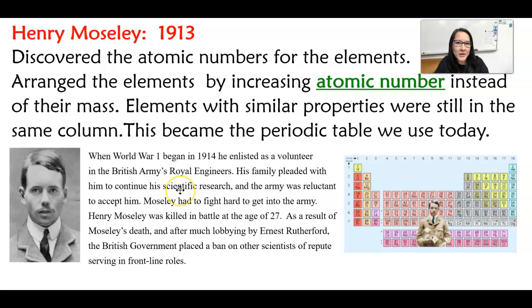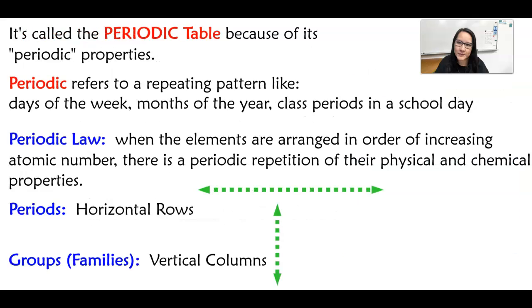So a little side bit about Henry Moseley. He wanted to join the British Army in World War I, but his family and the government pleaded for him not to. He fought really hard in order to fight in the Army and then died on the front lines at age 27. So after his death, with the help of Ernest Rutherford, the British government banned any scientist of great repute from serving on front lines.